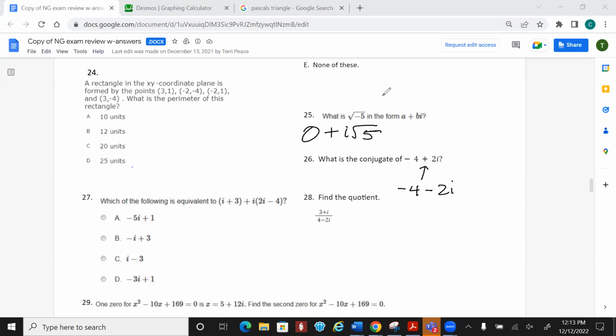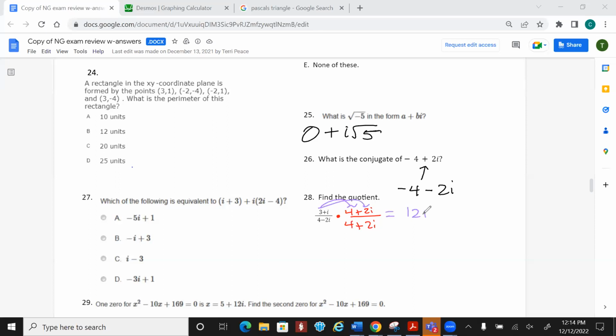Okay, so on number 28, we're going to find the quotient. That means we're going to multiply by the conjugate in the top and in the bottom. The conjugate is change the sign of the imaginary term. The reason why we're multiplying is because we want to get rid of the i in the denominator. Because if you do it to the top, it has to be to the bottom as well. You're doing both. Because if you do it to the bottom, you got to do it to the top. Multiply.